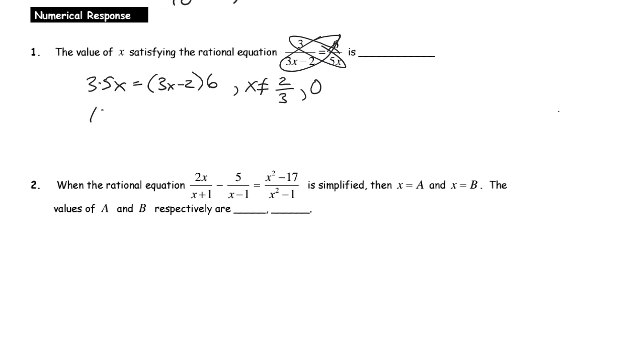So now, multiply that out. So 3 times 5x is 15x, and then I'm going to distribute the 6 through. 18x minus 12. X cannot equal 2/3 or 0.